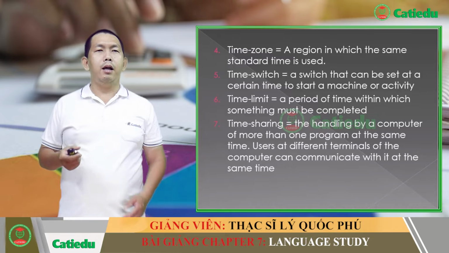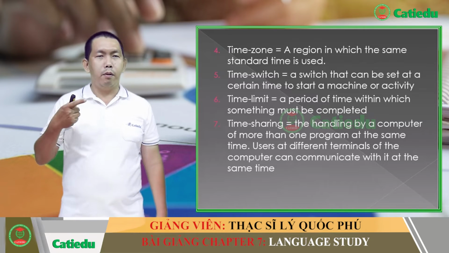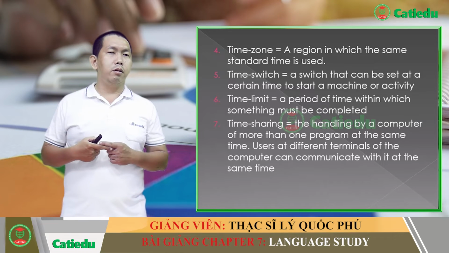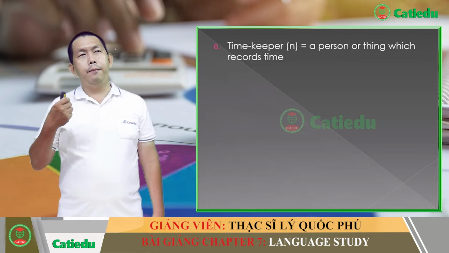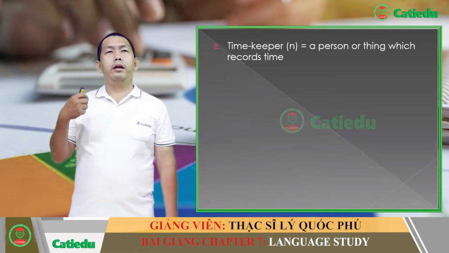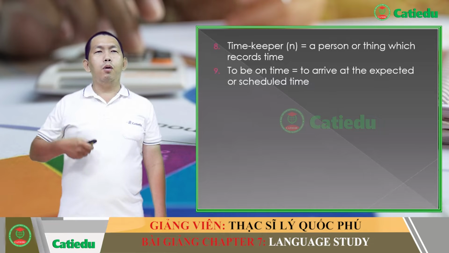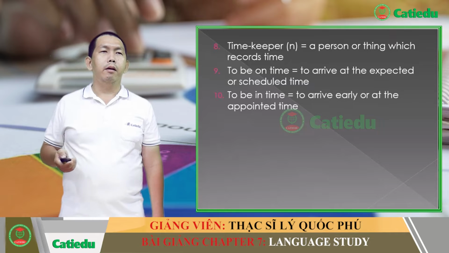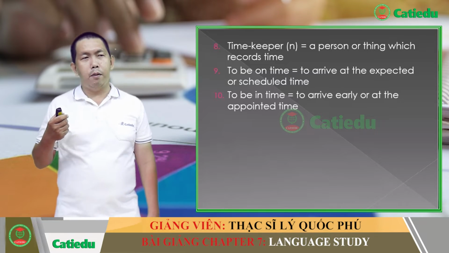Time sharing is the handling by a computer of more than one program at the same time. Users at different terminals of the computer can communicate with it at the same time. Timekeeper is the person or thing which records times. To be on time is to arrive at the expected or scheduled time. To be in time means to arrive early or at the appointed time.